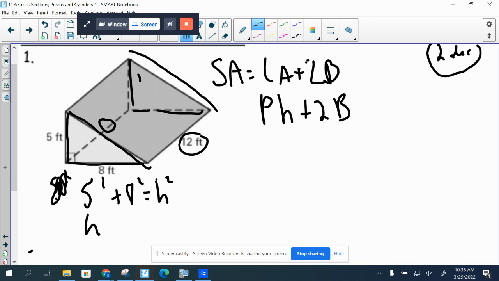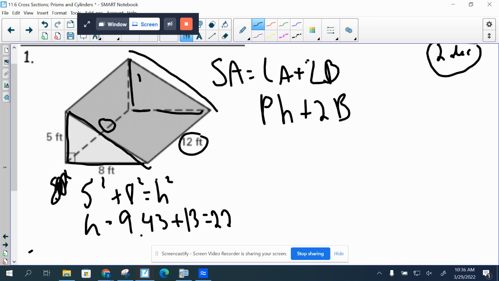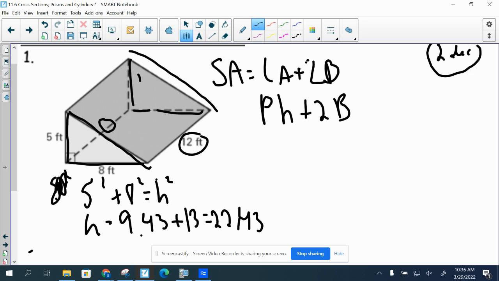If you solve for that, hang on a second. I'm just going to try to get through this quickly. So I'm going to use my cheat sheet here. You get the square root of 89, which is 9.43. So then you would add that to 5 and 8, so 13, and get 22.43 for the perimeter.